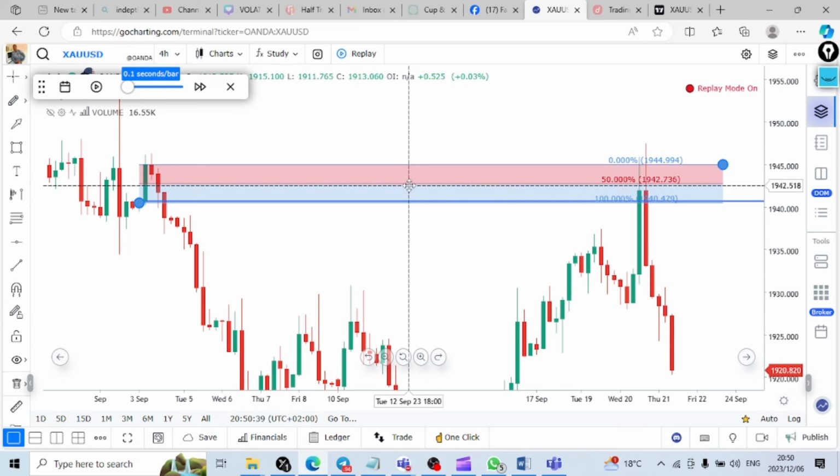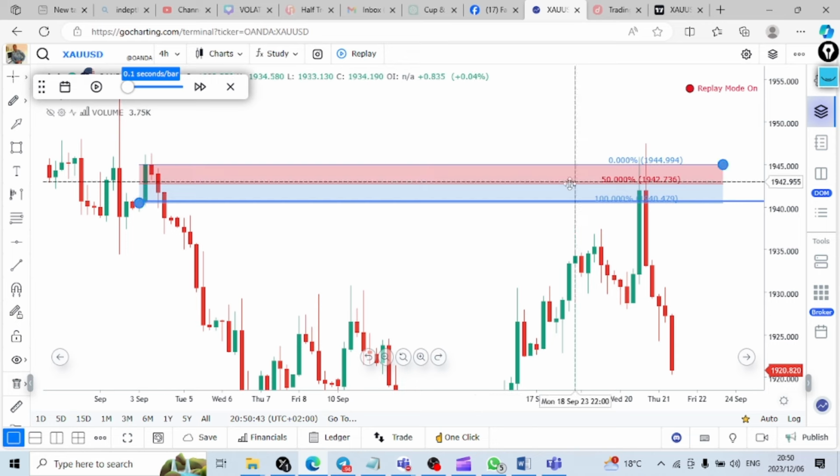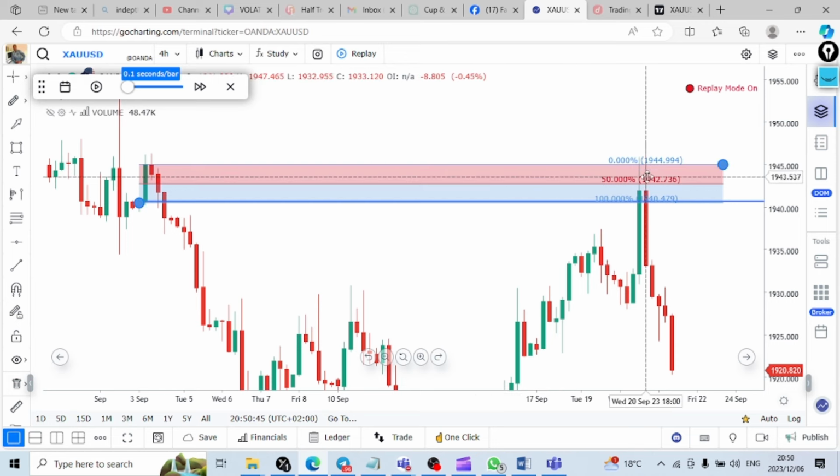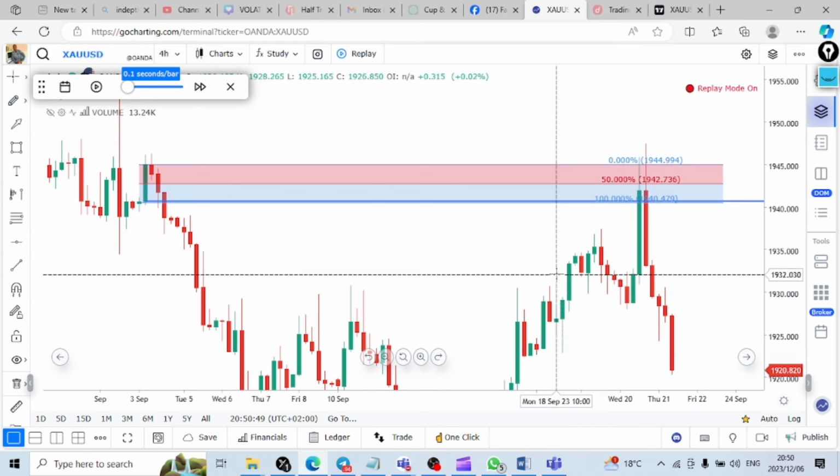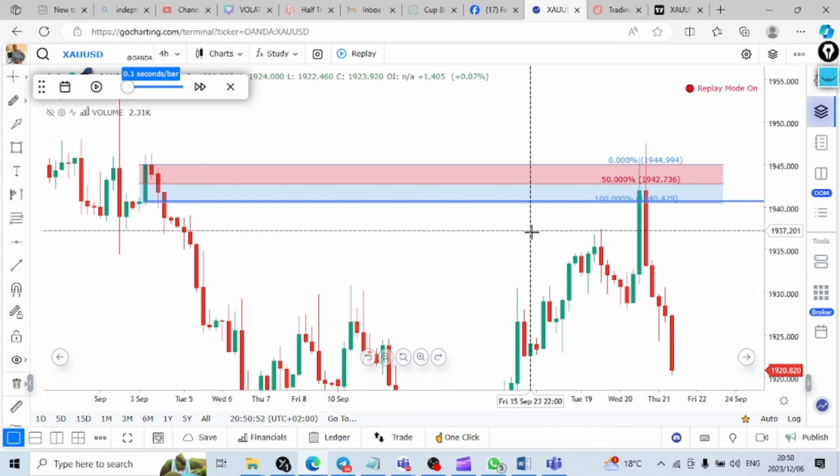The mean threshold of the order block, which is this line. So that means if your stop loss was here and the price closes above the mean threshold, it means that you need to cancel that trade. But you'd see that with gold and synthetic indices, that doesn't normally take place.